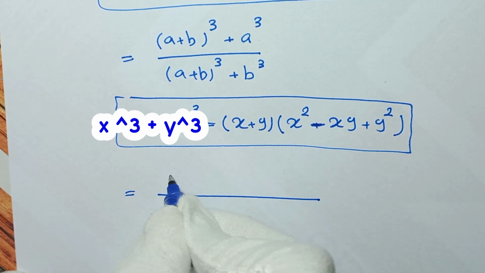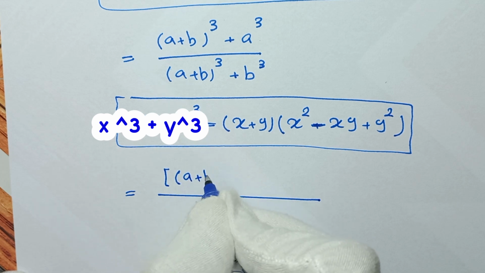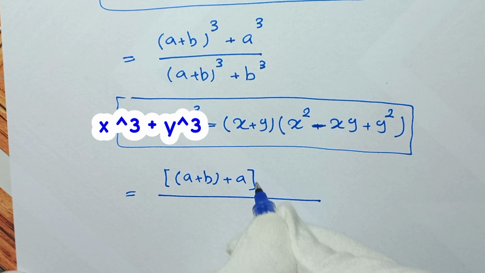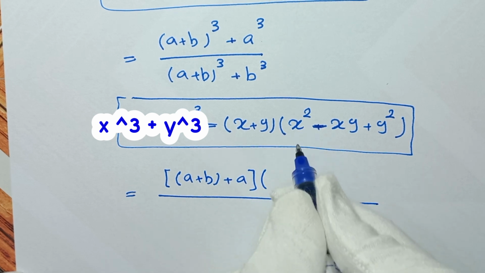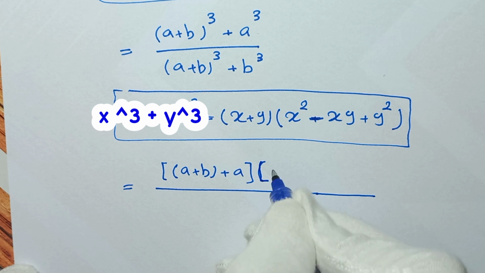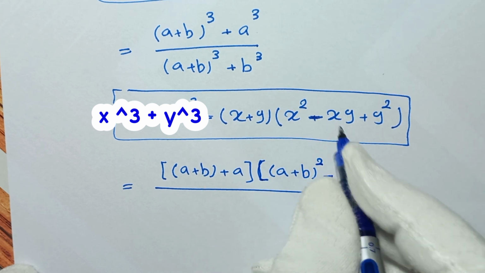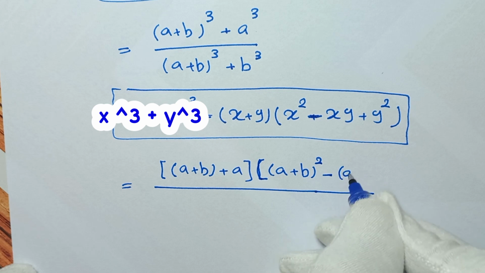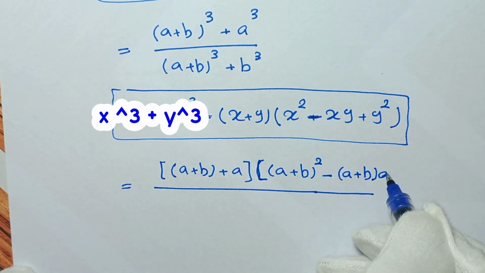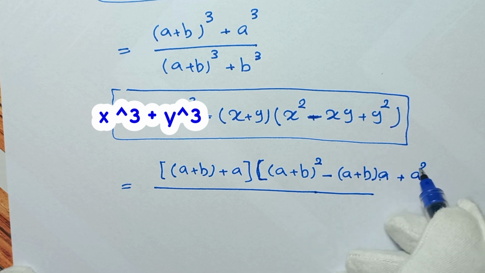x plus y, it will be a plus b plus y is a, times x squared, it will be a plus b squared, minus xy, it will be a plus b times y is a, times a, and plus y squared, it will be a squared.